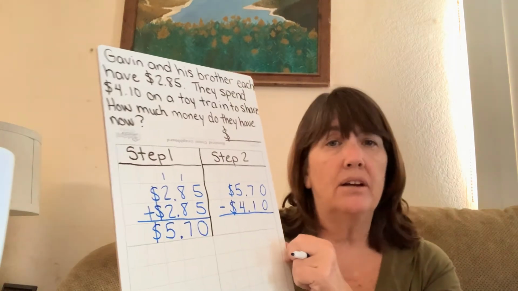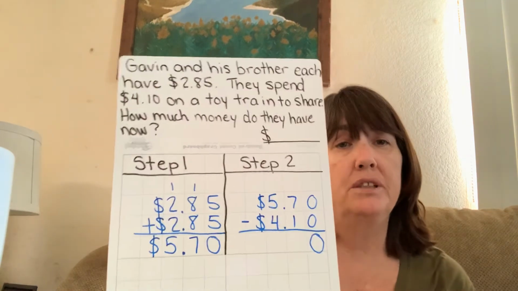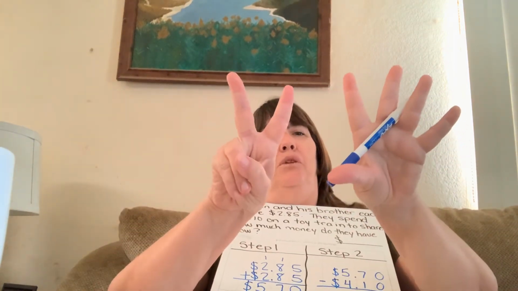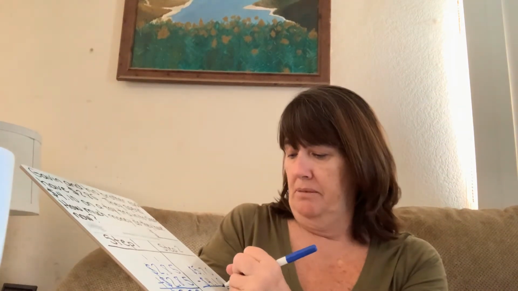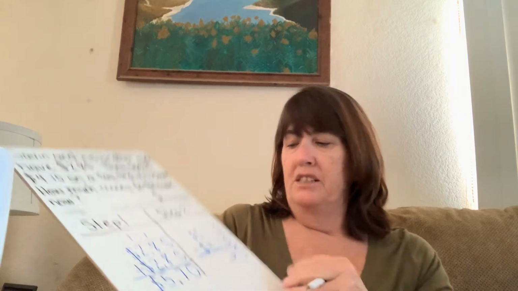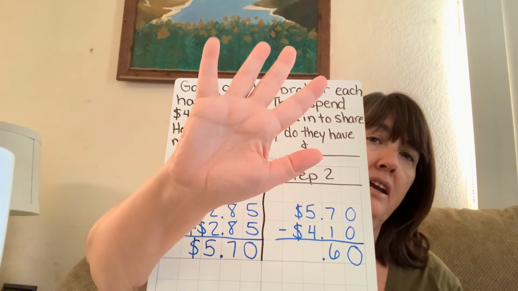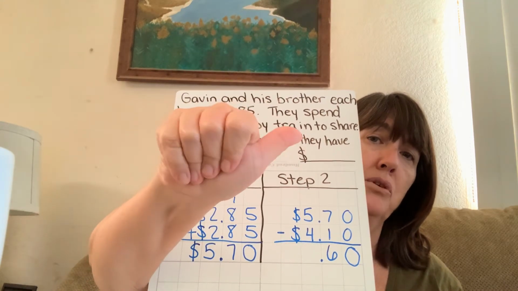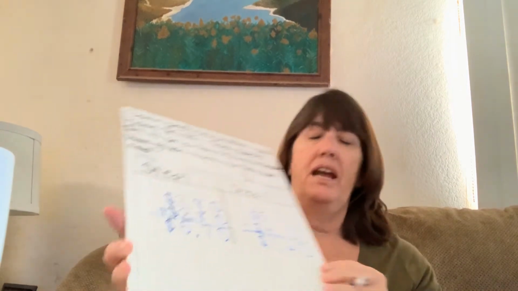So we always start with the ones column, right? So 0 minus 0 is 0. Good. 7 minus 1. Do we need to regroup? Nope, because I have 7 fingers. Can I take away 1? Yes, I can. Bring down the decimal point, and 4 minus 5. I have 5 fingers. Can I take 4 away? 1, 2, 3, 4. Yes, I can. So how much do they have after buying the train? They have $1.60.